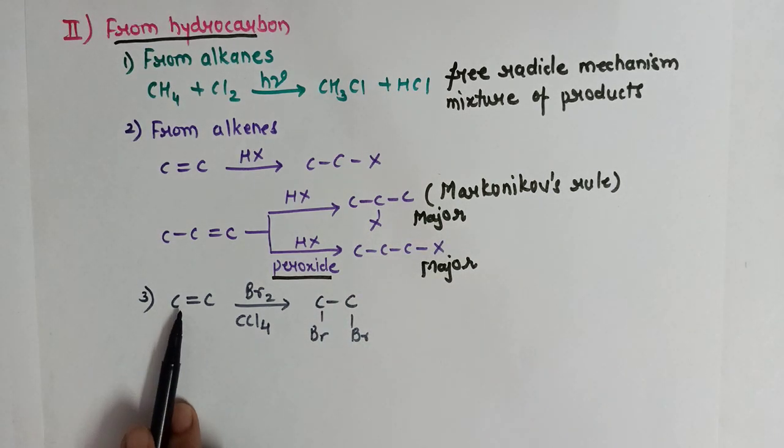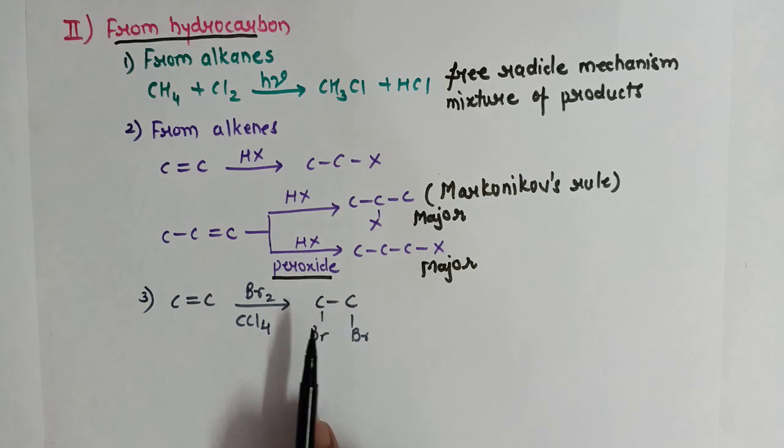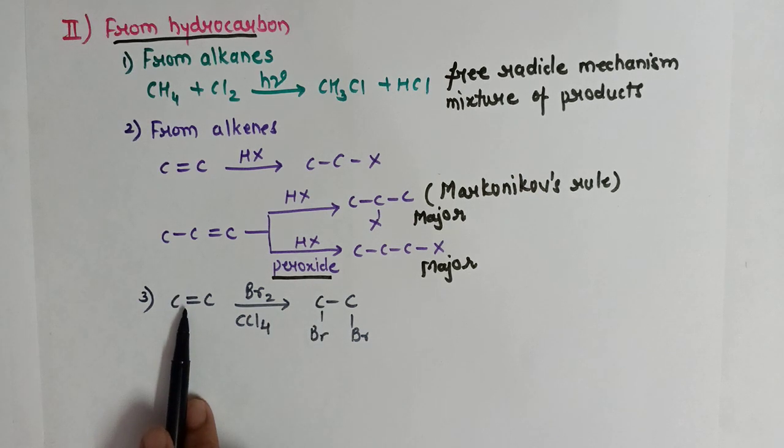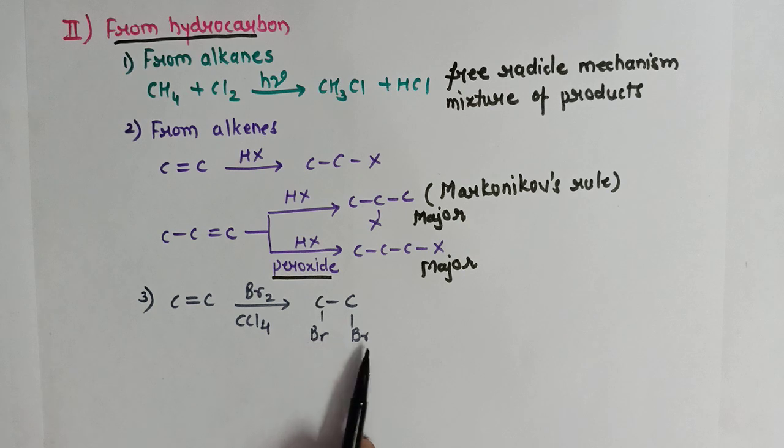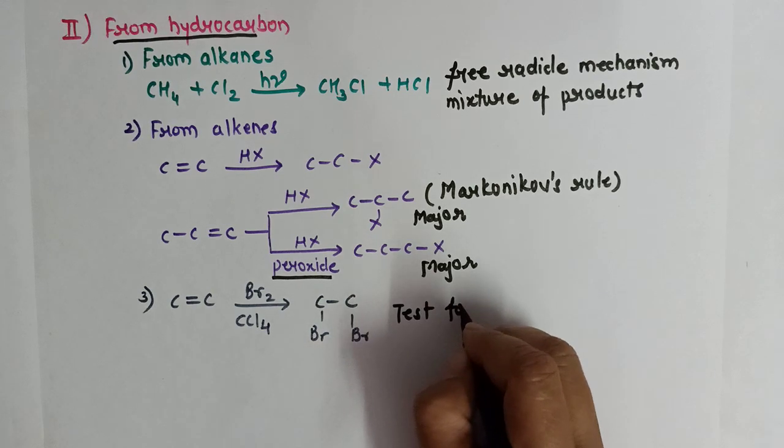Also, we have studied that any alkene, when it is treated with bromine in presence of a non-polar solvent like carbon tetrachloride, this bromine gets added across the double bond and we get 1,2-dibromo product, and this is a test for unsaturation.